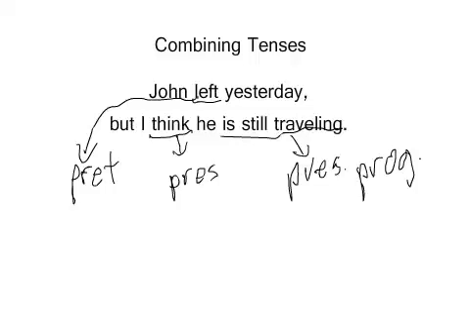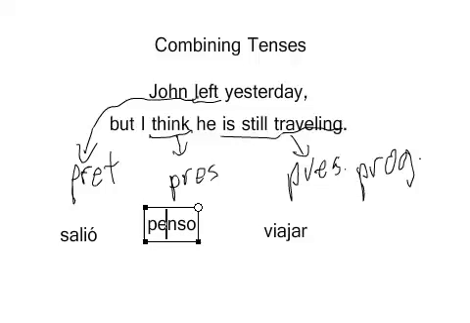So if he left, that comes from the verb to leave, which is salir. I think comes from the verb pensar, to think. And is still traveling, we need the verb viajar, to travel. For salir, if it's preterite tense, like we said, we're going to cut off the IR. We're going to add our new ending, salió. Present tense, again we have a stem changer here. We'll cut off the AR, it's I think, so we go with the yo ending, but it is an E to IE stem changer, so that gives us pienso.